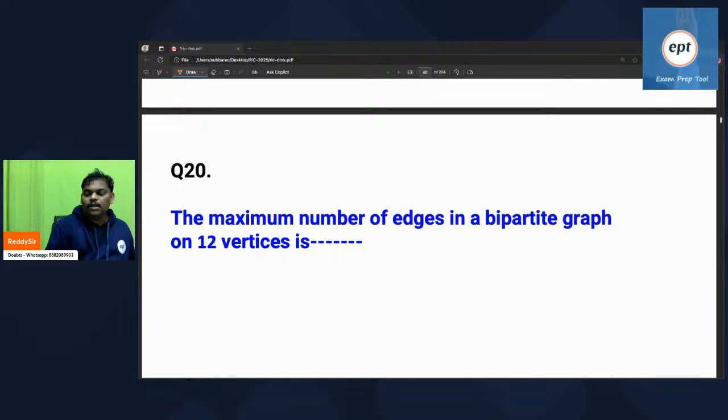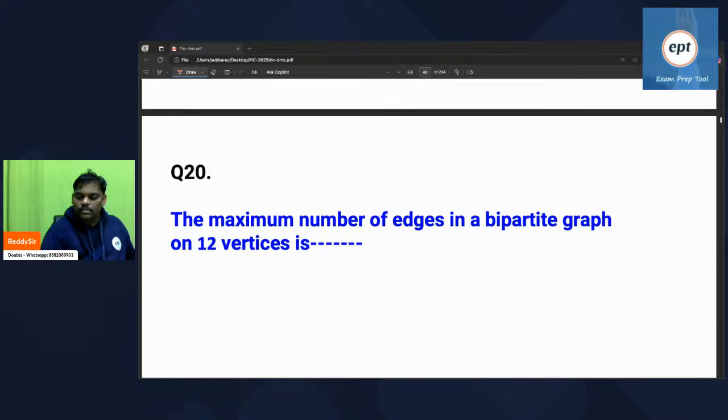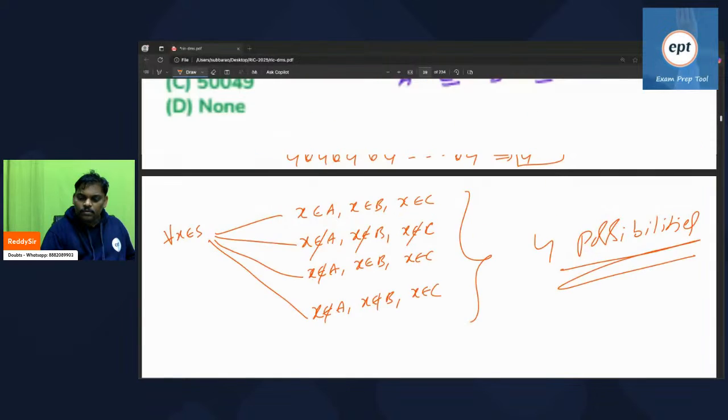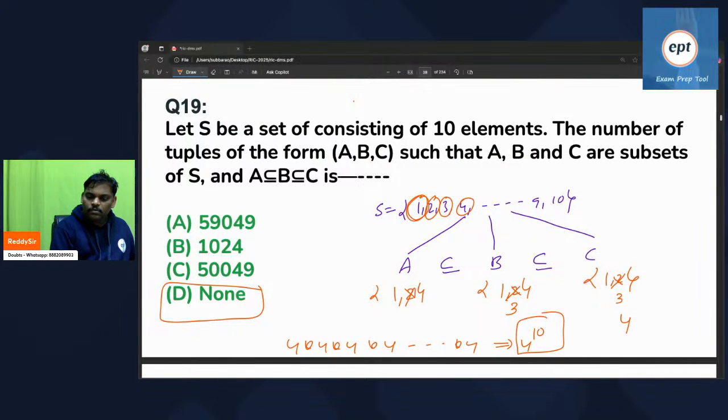Tuple means, this is called a tuple. Tuples are nothing but possibilities. How many ways can you arrange A? How many ways can you arrange B? How many ways can you arrange C? That is called a tuple.